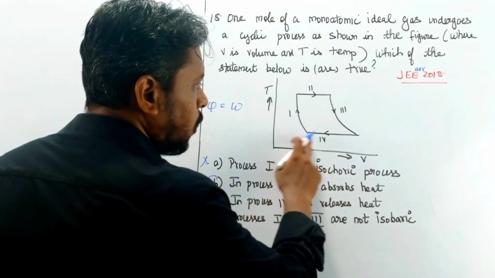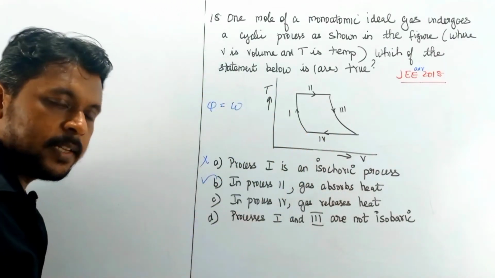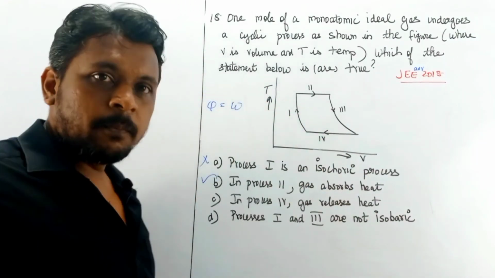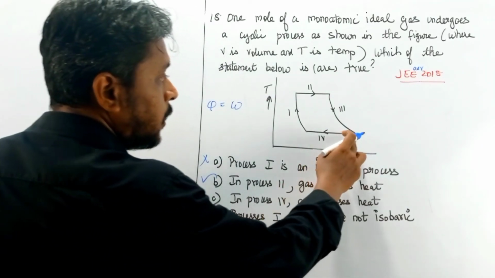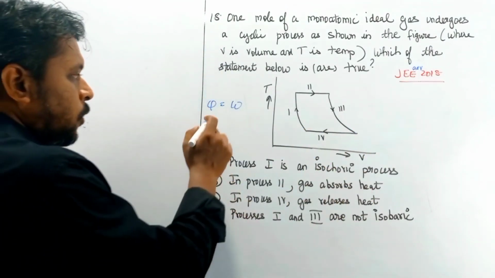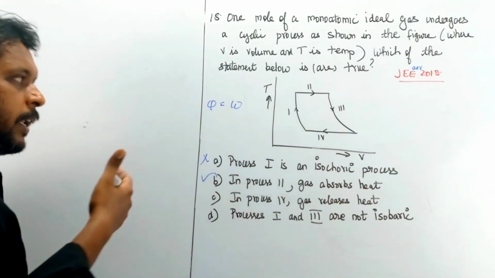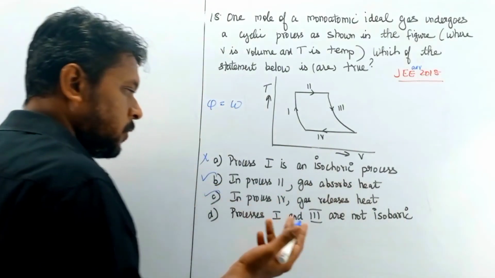Similarly, option 4 also. See the process 4 also, because the temperature is constant, there is no change in internal energy, and Q is equal to work done. From this process, we can see here the volume gets reduced. So we can say that Q depends on work done. The work done will be negative work, so Q also will release heat. So B is also right.